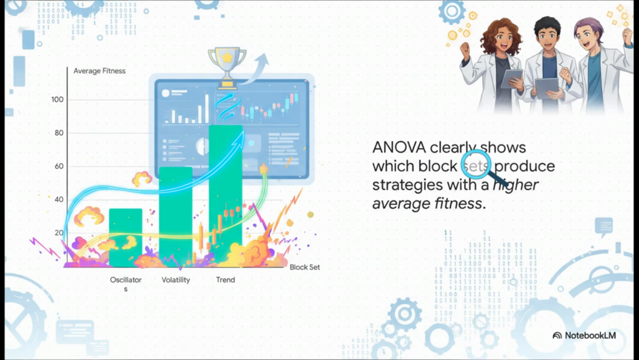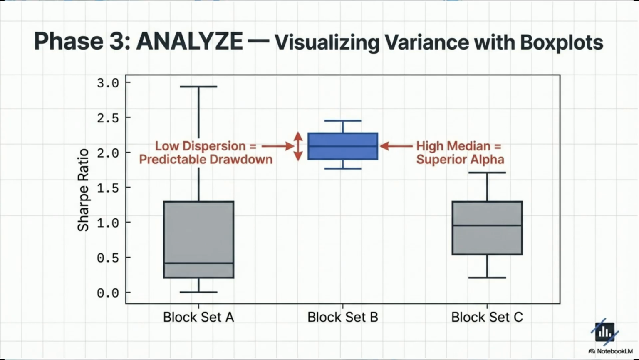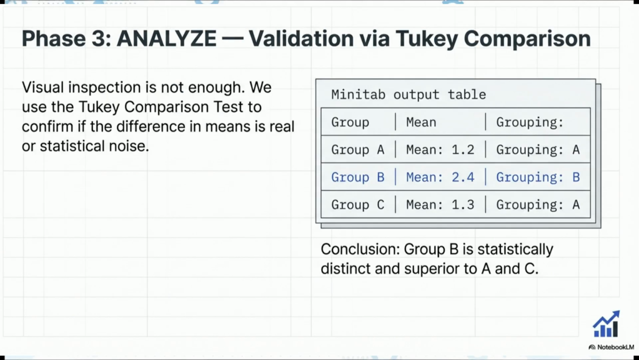And this right here, this is the payoff. Your ANOVA test might spit out a chart that looks just like this one. It's a clear, visual answer. It could show us that, on average, the strategies built using trend indicators had a statistically higher fitness score, a measure of overall quality, than the ones built with oscillators or volatility tools. And just like that, we have found our winner.